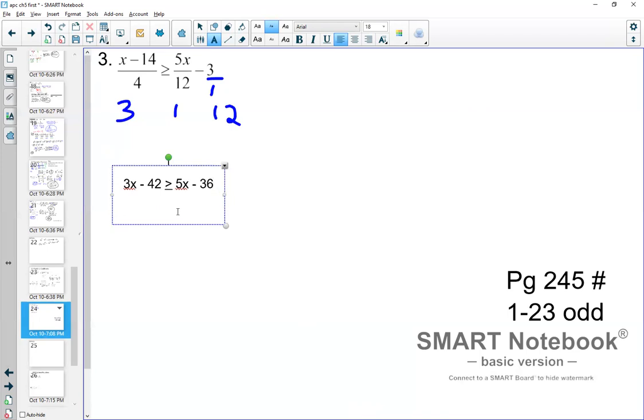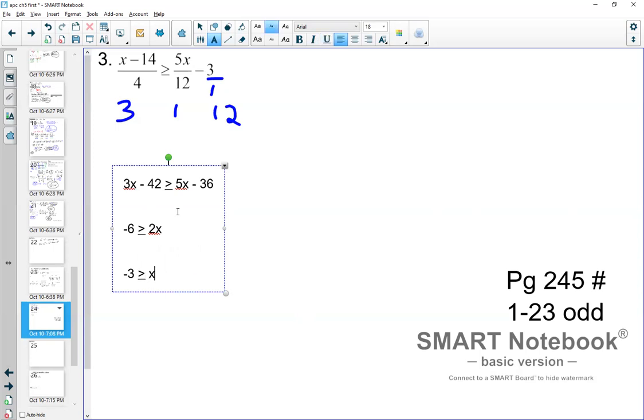All right, let's get x all on one side and the other numbers on the other side. I usually like to move my smaller x, so I'm going to move 3x to the right. And I'm going to move negative 36 to the left. So what I'm going to get is negative 6 is greater than or equal to 2x, which means my final answer is negative 3 is greater than or equal to x.